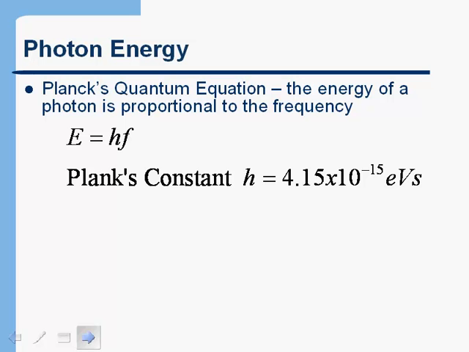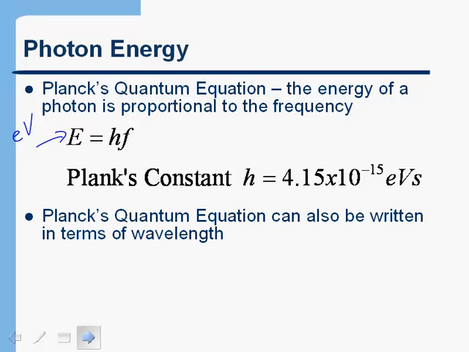In order to use this equation, we need to know what h is. H is Planck's constant, and it's simply a constant, and the units that we use for that are electron volts times seconds. And energy in this formula is going to be in electron volts.